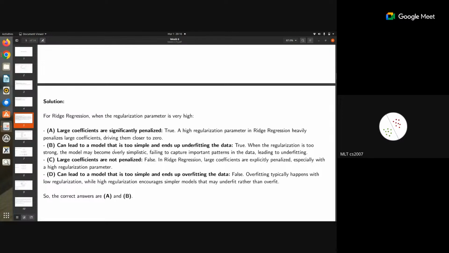Let's say your expression is W1 x1 plus W2 x2 plus so on. W transpose x is basically W1 x1 plus W2 x2 plus W3 x3 like that. But if you add these lambdas, and if your lambdas are high for any corresponding W, whatever large coefficient you have will get closer to zero. So I think there is no issue with option A. What will happen to option B now?